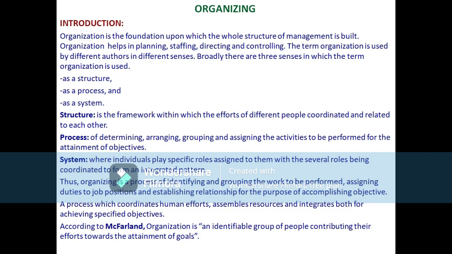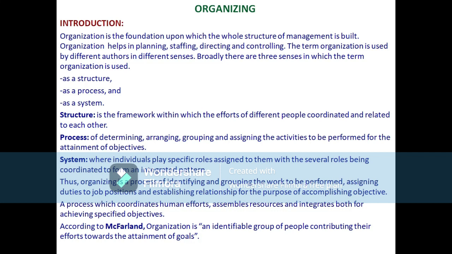In the structure, the person who has to perform his roles and responsibilities will be clearly defined. The roles and responsibilities of each individual can be clearly defined. Where roles and responsibilities are clearly defined, those persons will definitely be accountable and responsible for their positions and their activities. That is known as a structure.